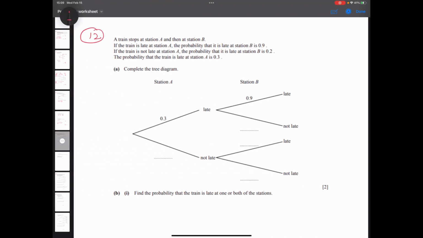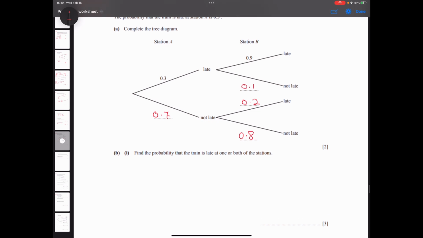Now, starting question number 12, it says that a train stops at station A, then station B. If the train is late, the probability that it's late to B is 0.9. If the train is not late at station A, the probability that it's late at station B is 0.2. If it's not late at station A, which is 0.7, the probability that it's late at station B is 0.2. Now I need to just complete these, and that's it.